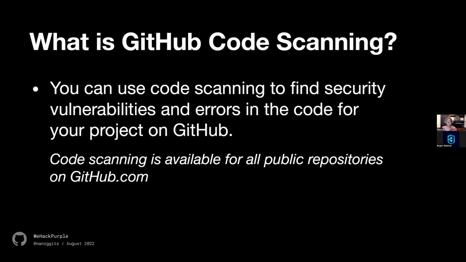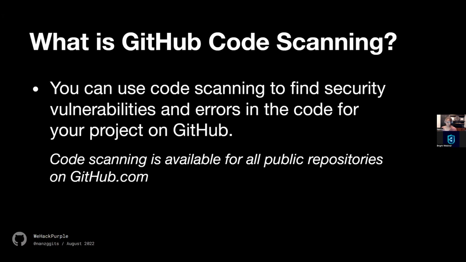So code scanning, again, by default, natively, we'll see later it can work with something else, but natively it uses CodeQL to analyze the code in a GitHub repository. And it's available for free for all public repositories and for open source. If you have a private repository for an organization, of course, you'll need GitHub Advanced Security, which is a paid product. But for open source, and if you have a public repository, this is free.